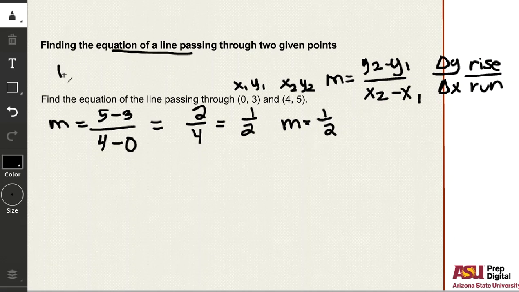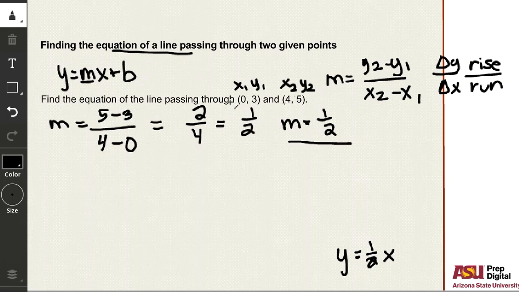So the form would be y equals mx plus b, where y and x are variables. So we just found our m. So my final answer, y equals 1/2 x. But what we're missing is this b. And so to find the b, we're going to utilize the m and then one of our set of points.